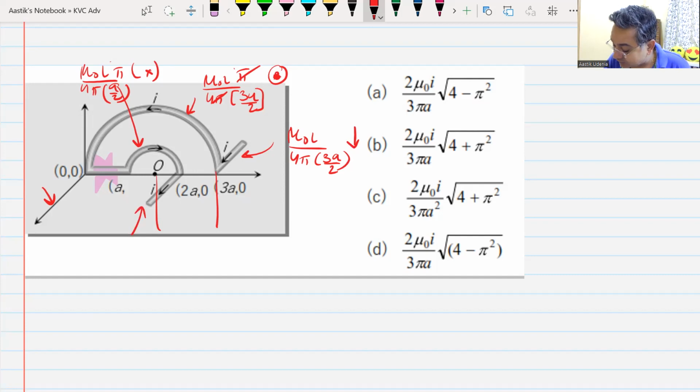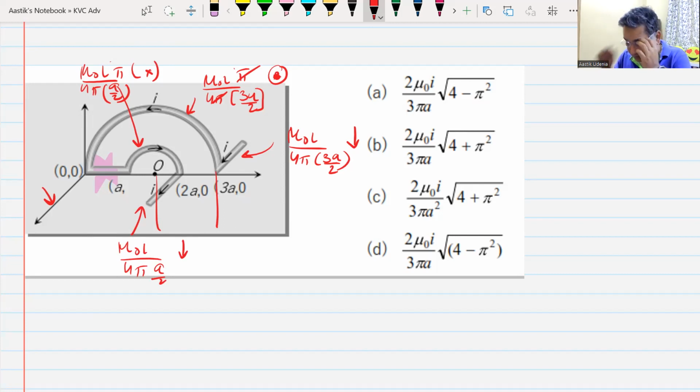The magnetic field due to this wire will be mu naught I by 4 pi into a by 2. The direction will also be inside. Do we understand this?